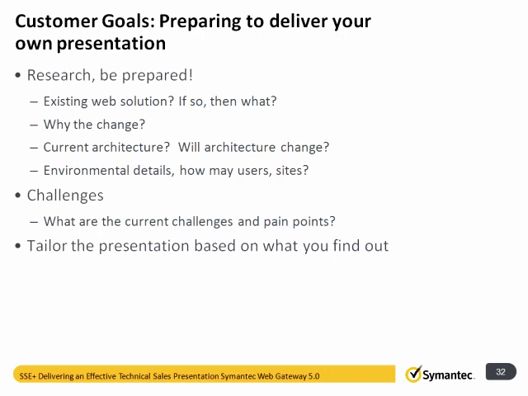Do they have an existing web solution? If so, then what? What are they looking to change? What is the current architecture? For example, do they currently have a proxy? Is the architecture likely to change? For example, do they want to get rid of the proxy? Or do they like the architecture as is? Try to find out any other environmental details you can, such as how many users are in the environment? How many sites does the customer have? Does each site have an independent link to the internet?